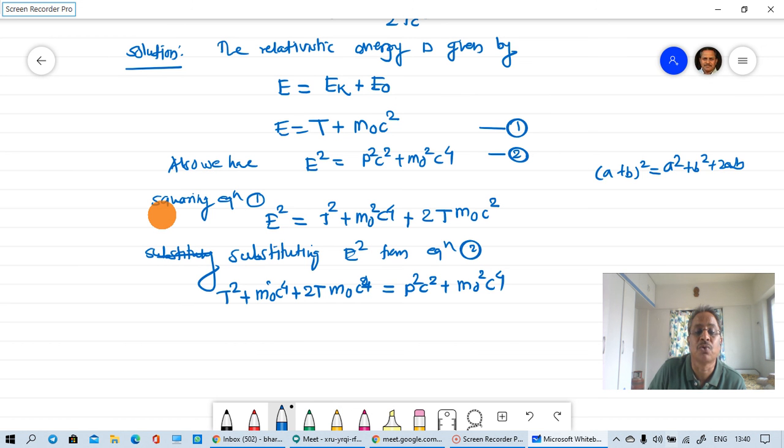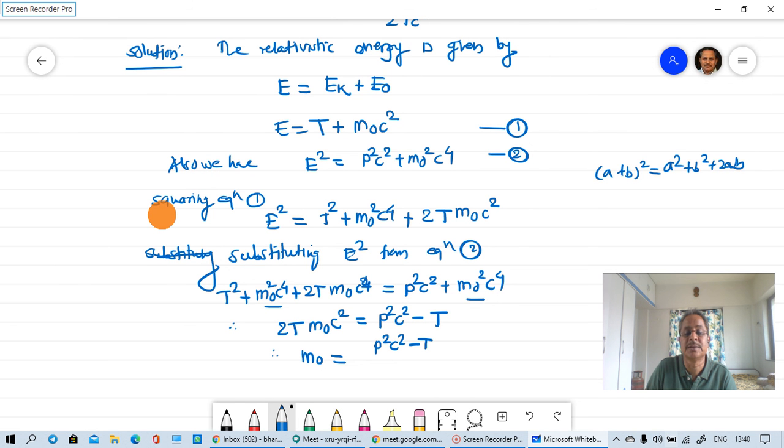Now look, what is cancelling? The term m0 squared c raised to 4 on both sides cancels. The T squared can be taken to the right hand side. Therefore what remains on the left hand side is twice T m0 c squared is equal to p squared c squared minus T squared, and therefore the rest mass m0 is equal to (p squared c squared minus T squared) upon twice T into c squared. This is the answer.